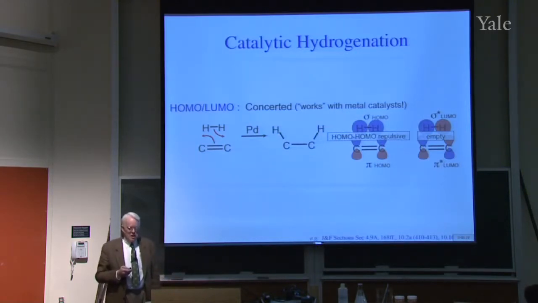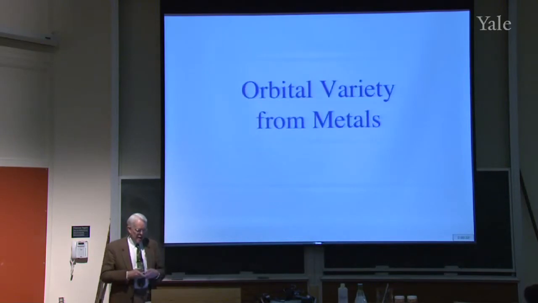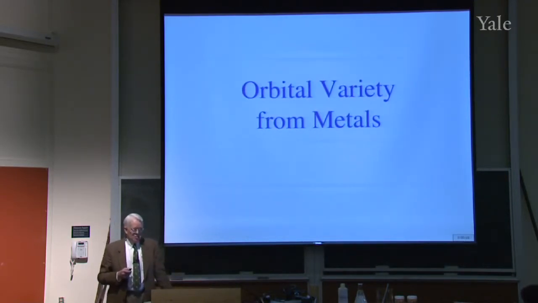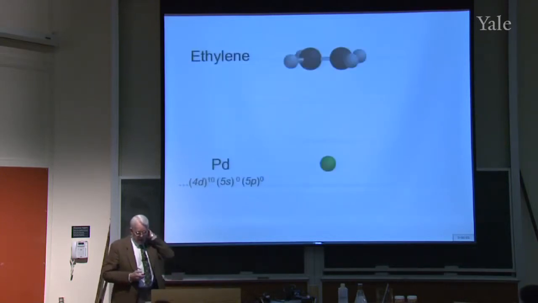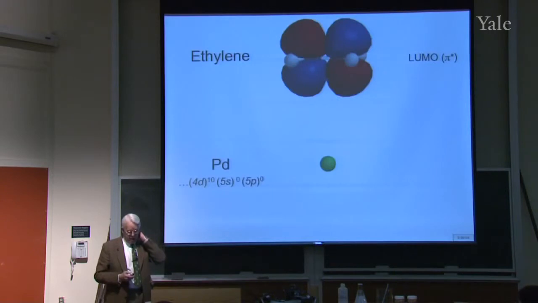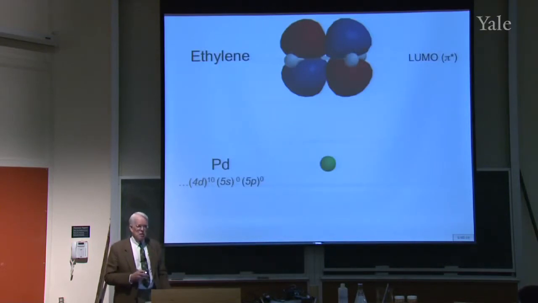So let's look a little bit at how it is that palladium does this trick. It does it by providing orbital variety rather than just having the orbitals that we showed before, the sigma and sigma star of the HH bond and the pi and pi star of the alkene. You have lots of different shapes of orbitals on the metal. For example, in ethylene we have the pi and the pi star, right? But in the metal, palladium has 4d10, 5s0, and 5p0.